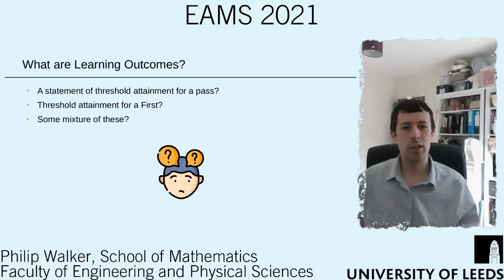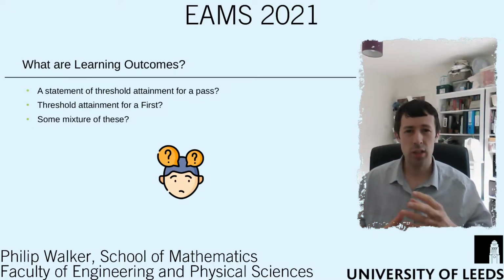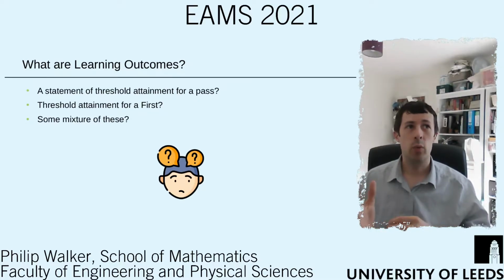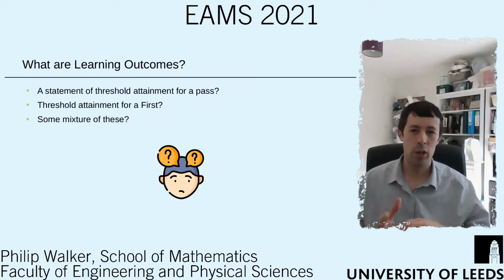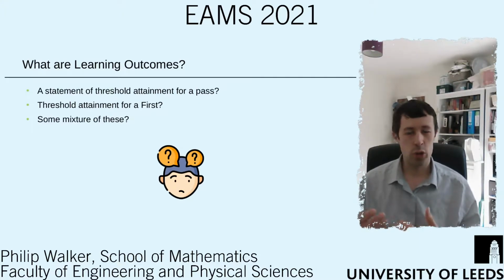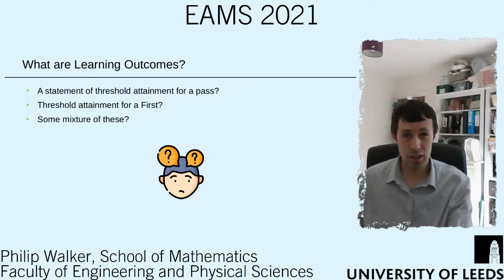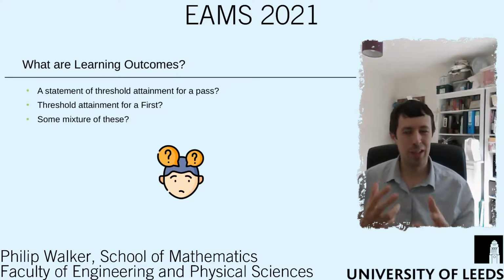So I'm going to set the scene in terms of some of my thinking about where this came from first. So part of what my thinking was starting to think through, well, what do we really mean when we write learning outcomes? We talk a lot about learning outcomes, and we know, I think, a lot of us kind of vaguely how to write learning outcomes, but what are we pitching for? When we write a statement of learning outcomes, particularly in a module specification or catalogue or whatever it is you call it, are we writing something that's a threshold for attainment for a pass level? Are we writing something that's a threshold attainment for a first?